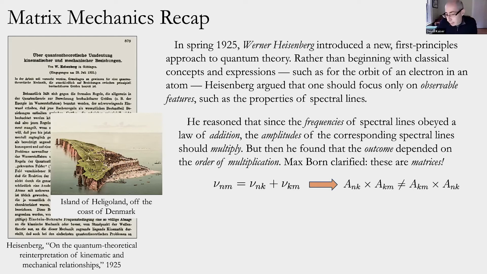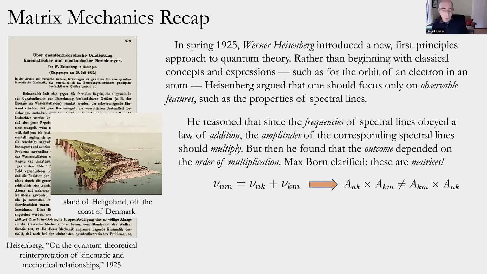And then Heisenberg reasoned that when we characterize light, Maxwellian or otherwise, the frequency appears in the exponent, which suggested to Heisenberg that the amplitude should multiply. If the frequencies are adding, according to this law of addition, and the frequencies are one way of characterizing the light that comes out, then shouldn't the amplitudes of those associated light waves multiply? And that's what he found, to his great surprise, alone on the island of Helgoland, that these amplitudes didn't behave the way he expected them to. In fact, the outcome of multiplying two of those things together depended on the order in which they were multiplied.